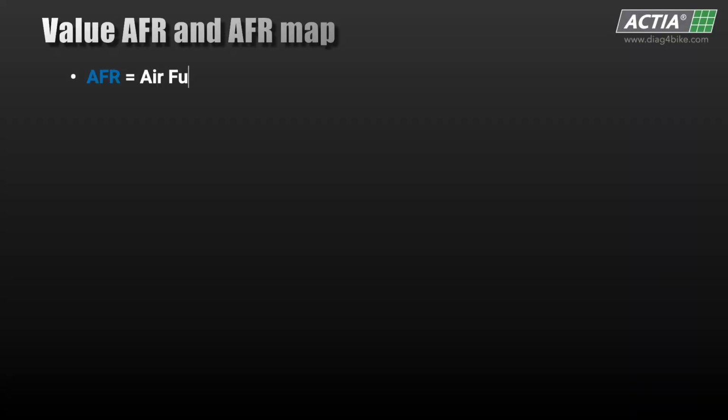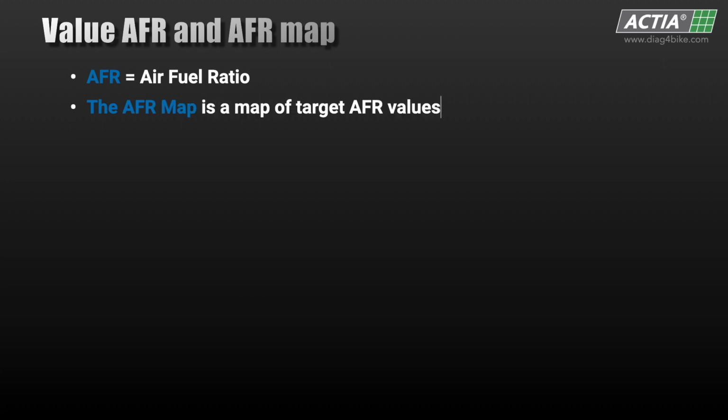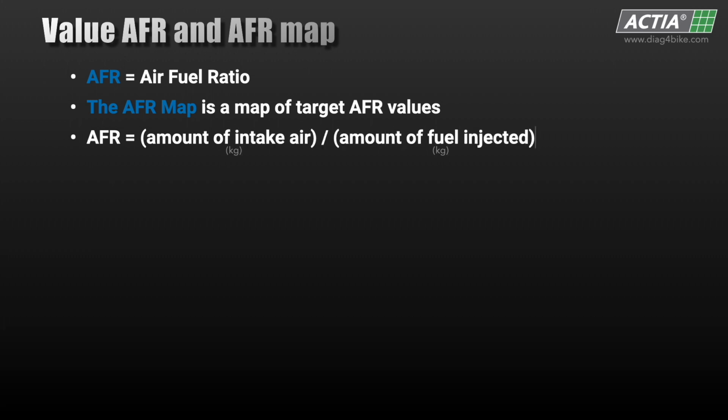First, let's recall what an AFR, in other words air-fuel ratio, is. The AFR value indicates the mass ratio between the air and the fuel in kilograms present in the combustion process per engine cylinder cycle. The mixture of air and fuel in the cylinder is combustible or ignitable approximately within the 12 to 18 AFR range.